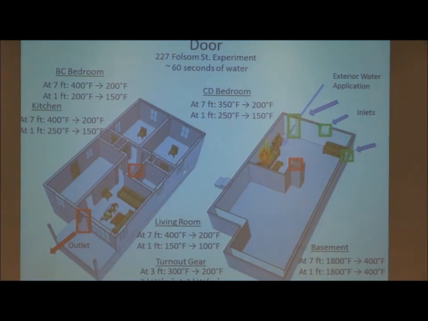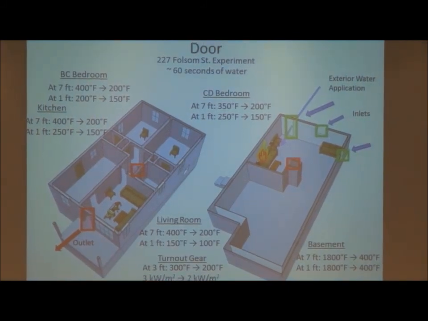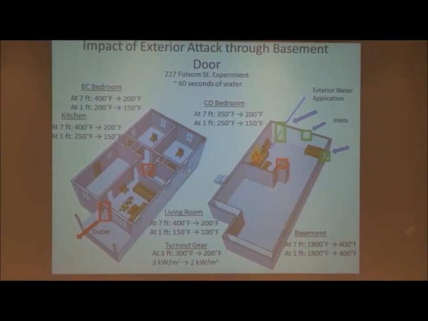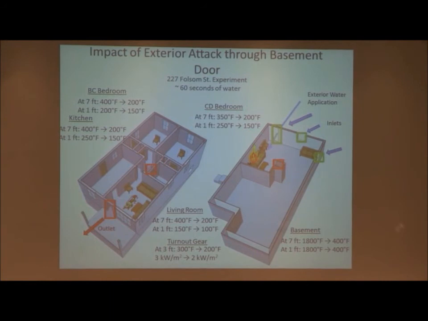So they basically went around all together. It was about 60 seconds of water application, dropped the temperatures in the basement from 1800 to 400, temperatures in the bedrooms upstairs all came down, and we had some instrumentation on firefighter turnout gear to represent a firefighter about 3 feet off the floor. Gear temperature went from 300 to 200, heat flux went down, living room temperatures went down. So again, you're not doing anything bad anywhere else in the house, even though we've got this flow path open.